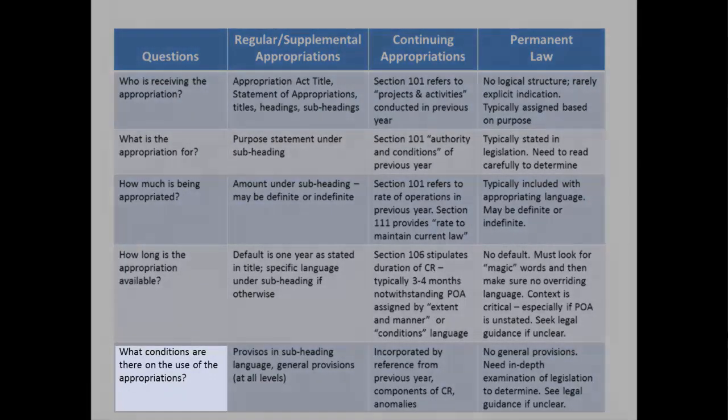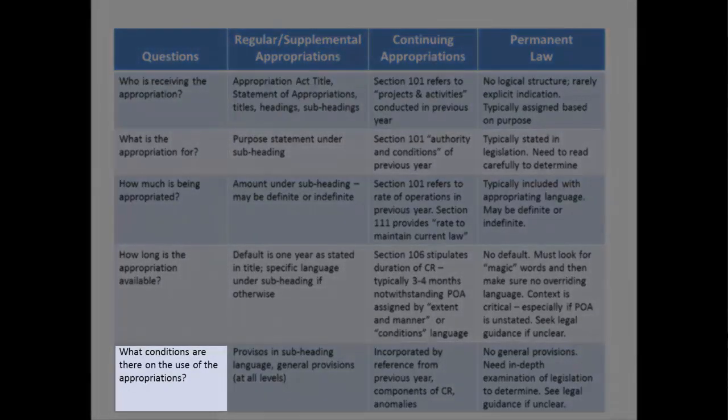Question 5. What conditions are there on the use of the appropriations? In regular and supplemental appropriations, there are several places to look for conditions or provisos. The appropriation language itself has conditions identified by the italicized provided and provided further language. There are general provisions that apply to titles within an appropriation act. General provisions affecting HHS appropriations appear in Title VI of the Agriculture Act, Title III of the Interior Act, and Title II of the Labor, HHS, and Education Act.